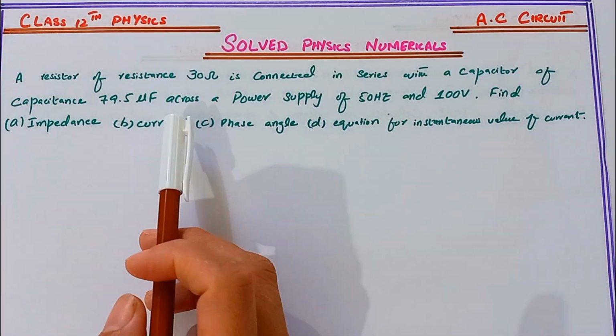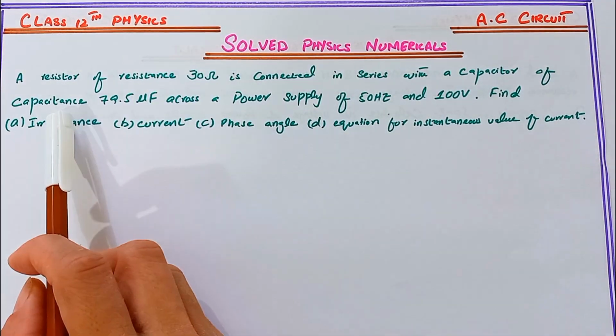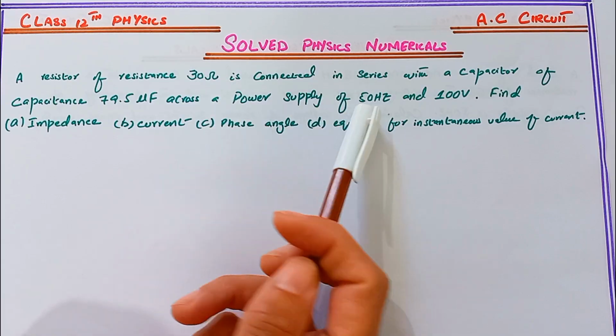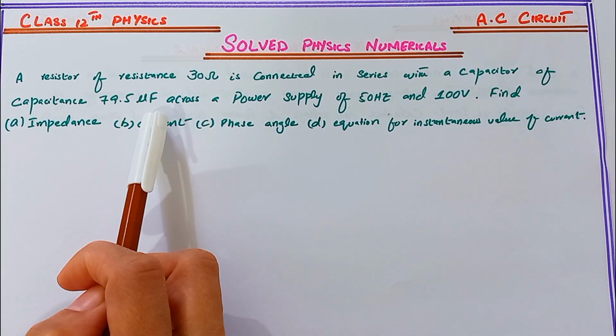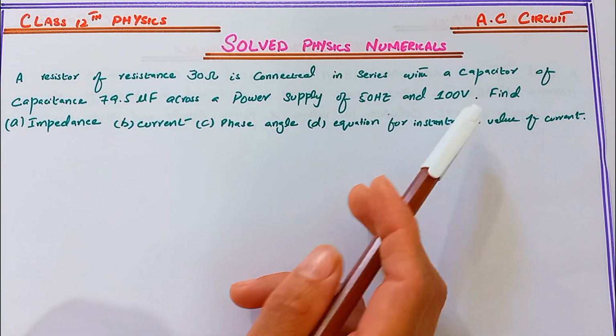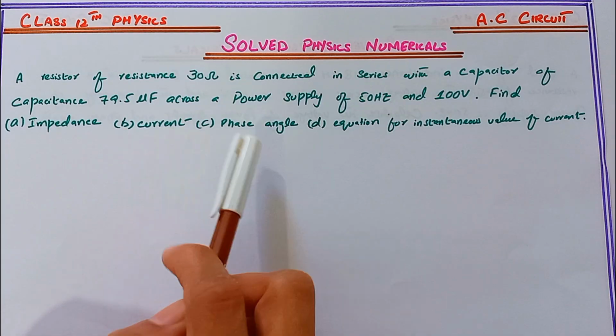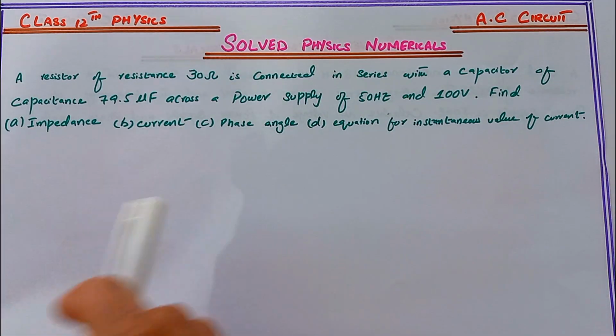Okay, here we solve the numerical that is related to the AC circuit chapter. Here is the given data: a resistor of resistance 30 ohm is connected in series with a capacitor of capacitance 79.5 microfarad across a power supply of 50 hertz and 100 volt. In the A part, find the impedance; B part, find the current; C part, find the phase angle; and D part, find the equation for the instantaneous value of the current.